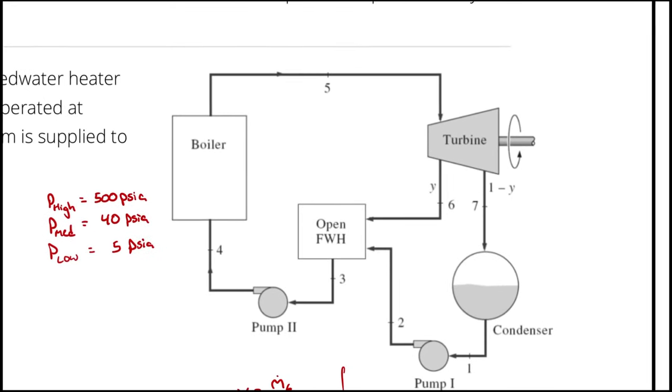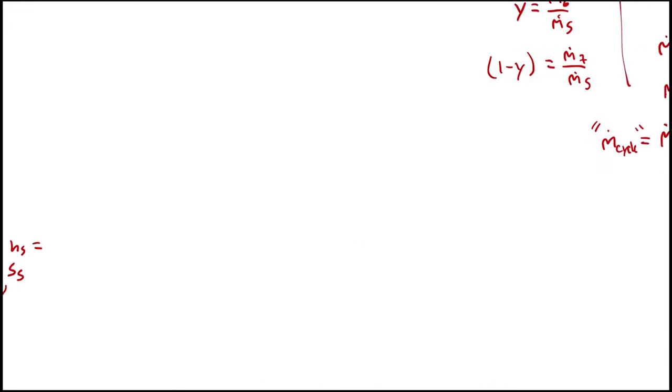Now, the specific work out is a little bit more complicated than just taking a difference in enthalpy. The reason it's a little bit more complicated this time is because I have more than one inlet and outlet. Both 6 and 7 are exiting mass flow rates. So in order to yield the correct equation, I should really step back and do an energy balance.